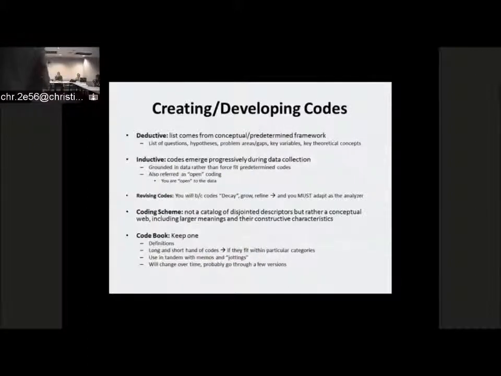When you're creating and developing your codes, your major codes as well as your subcodes, there are two major ways of looking at it. Deductive comes from a conceptual predetermined framework. That's going to come from previous literature, your own ideas about things, your hypotheses, your research questions, the problems or gaps that you're looking to explore. These are concepts or terms or phrases that you're going to look for, searching when you go find something in a document. That's what coding is. Those are deductive codes.